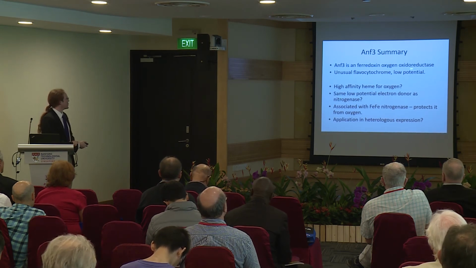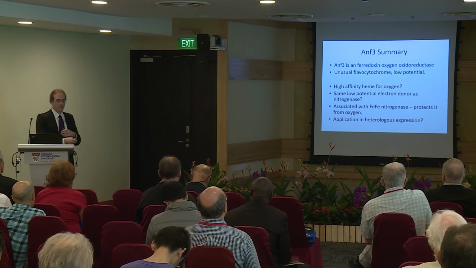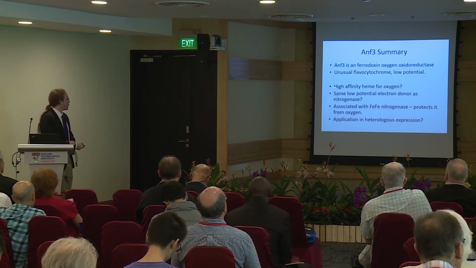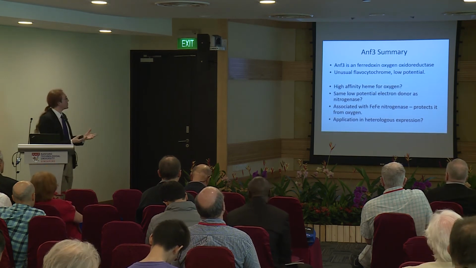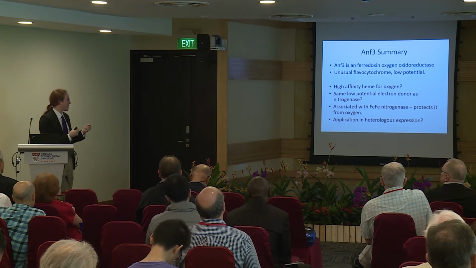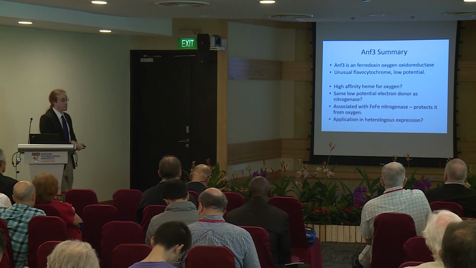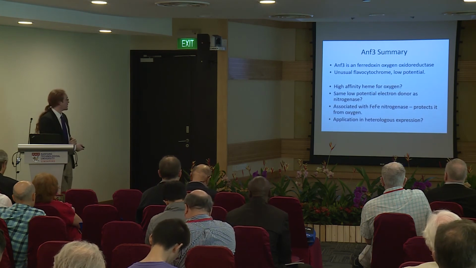Yes, this is a ferredoxin oxygen oxidoreductase. It's an unusual protein. It's a flavocytochrome. The heme and the FAD interact very closely. We assume that the heme has a high affinity for oxygen, so this is a kind of high vacuum pump for oxygen. It maybe has the same low potential donor as the nitrogenase itself.